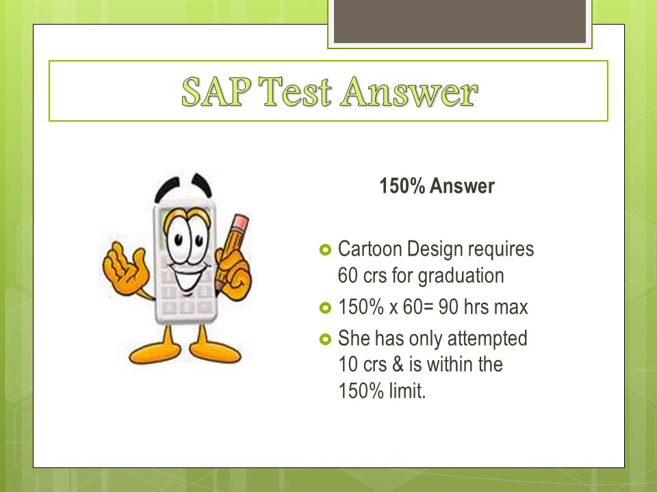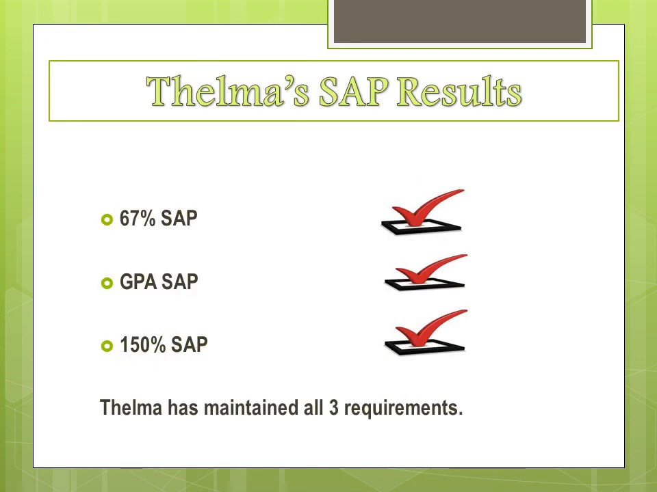And last but not least is 150%. The Cartoon Design requires 60 hours, and 150% of 60 hours is 90. Now she hasn't attempted 90 hours, she's only attempted 10, so she's well within the limit. So as we evaluate Thelma's SAP results, she has passed all 3 components. Therefore, pressing forward, she will continue to be eligible for financial aid, unless she goes in default or an overpayment or exceeds her lifetime eligibility used.